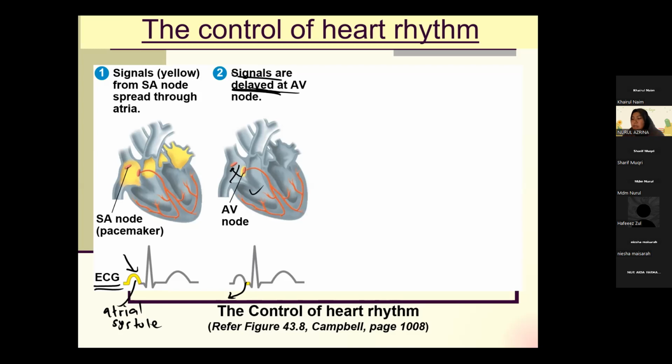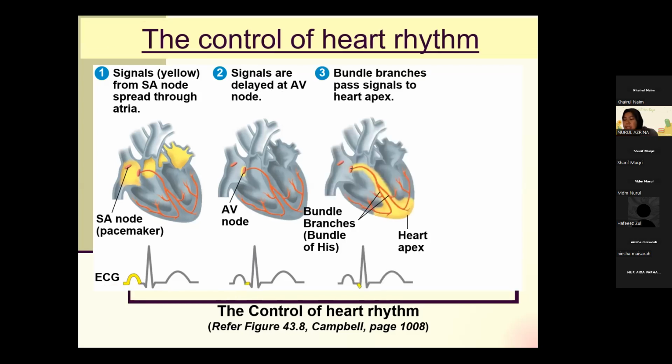Okay. And then the next one, what happened? The signal will then pass down to the bundle branches, or what we called the bundle of His, right? The electrical signal passes to the bundle of His and then goes to the Purkinje fibers. They spread down to the wall of the ventricle. Right? So this is what you can see in the ECG. The signal will go down a little bit. Right? So what does that mean? We will learn later in chapter 5. Right? Okay. Next, what happened?